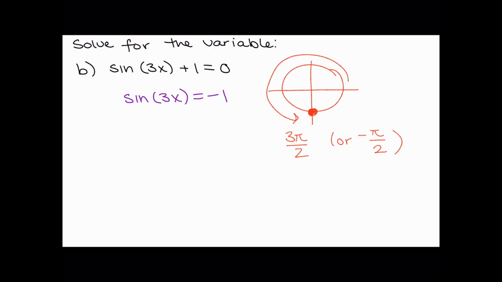Okay, so the angle that gives me a sine of -1 would be 3 pi over 2. So that means the 3x, which is the angle, has to equal 3 pi over 2 plus anything that is coterminal with that angle. So that means I could add any multiple of 2 pi and end up at the same place.